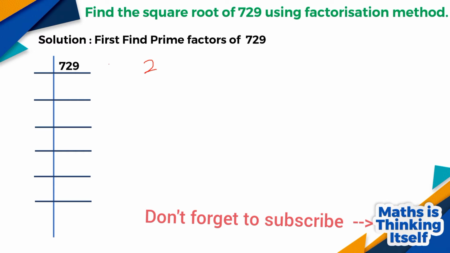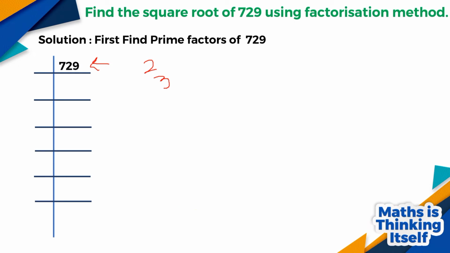729 is not divisible by 2 because it is an odd number. Then 3. Is 729 completely divisible by 3 or not? By checking, adding the digits 7 plus 2 plus 9 gives 18, and 18 is divisible by 3. So 729 is divisible by 3 according to the divisibility test. So we divide 729 by 3 and write the quotient below, 243.